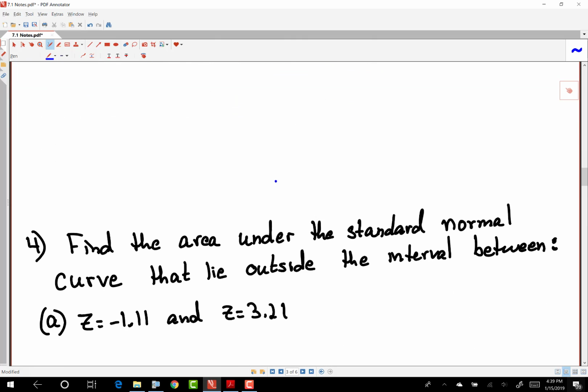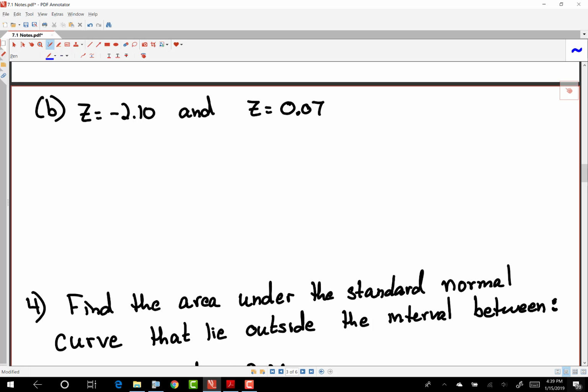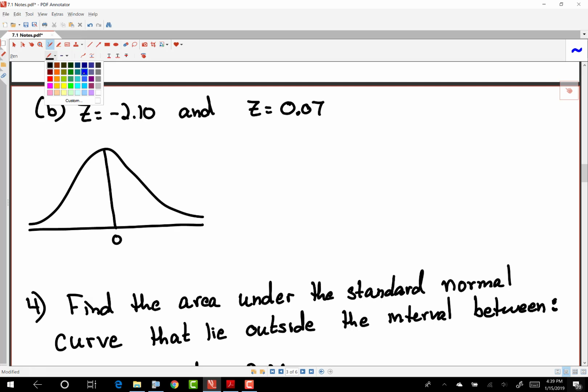Okay, so for this one, we're looking at z between negative 2.10 and z equal 0.07. So let's draw the picture. Here's our mean at 0. Negative 2.10 is going to be roughly over here, and 0.07 is going to be really close to 0, but on the right side. I'm not putting a lot of effort into placing them. I just need a quick visual.